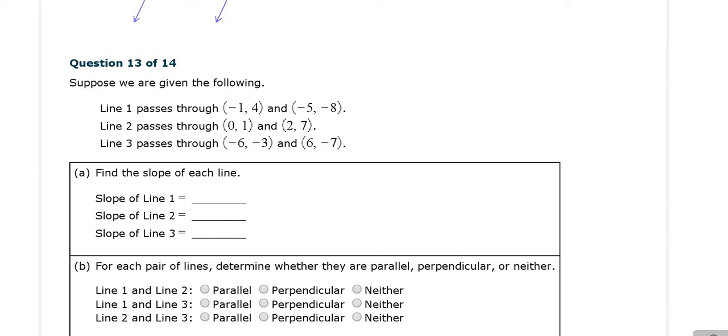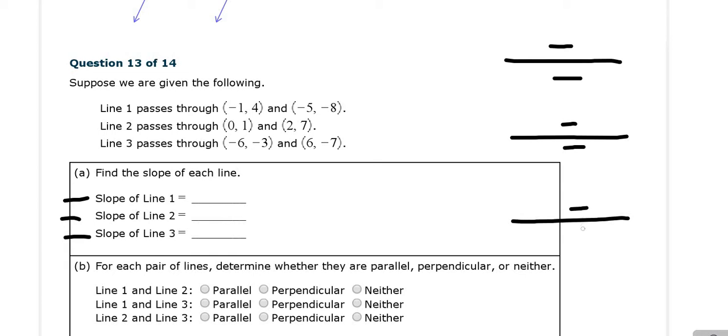This is the last two questions of the take-home practice quiz. Taking a look here, we're dealing with three lines, 1, 2, 3. We're going to be finding the slope. So let's start by making a slope template for each of them. That's for line 1, line 2, line 3. Let's do line number 1.